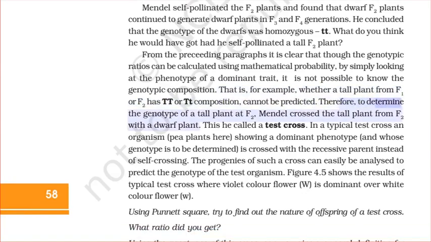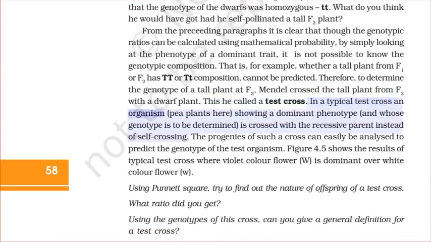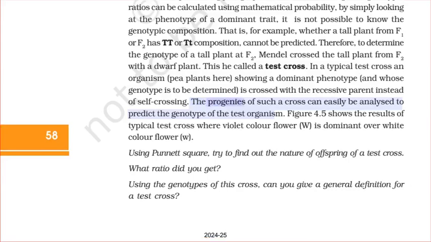Therefore, to determine the genotype of a tall plant at F2, Mendel crossed the tall plant from F2 with a dwarf plant. This he called a test cross. In a typical test cross, an organism, pea plants here, showing a dominant phenotype and whose genotype is to be determined, is crossed with the recessive parent instead of self-crossing. The progenies of such a cross can easily be analyzed to predict the genotype of the test organism.